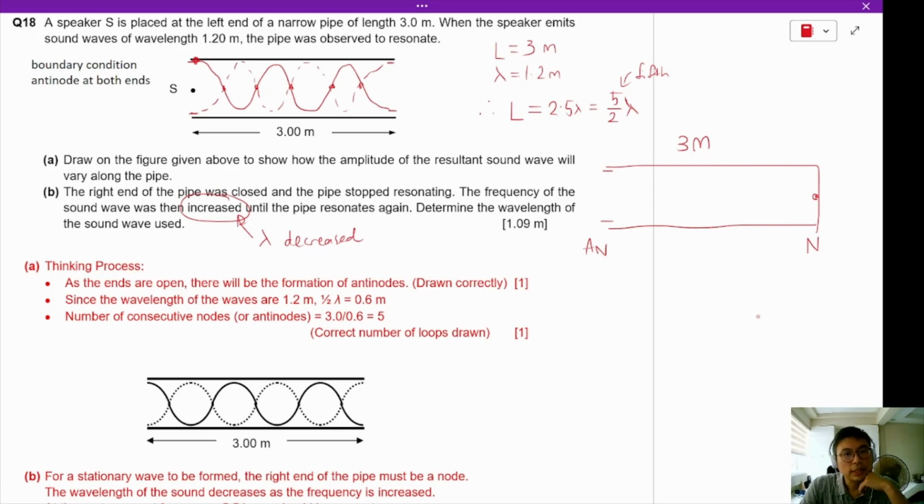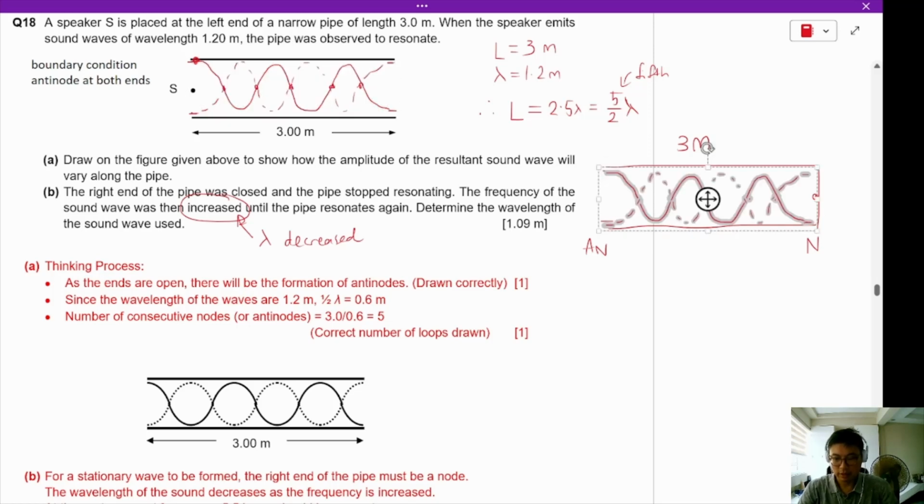Now, what we're actually going to do is increase the frequency. When you increase the frequency, you're going to squash the wavelength. So let me just copy over this wave, and then I'm going to paste it over here. Now, I'm going to squash this wavelength until it forms a node on the right hand side. So I'm going to push this all the way in.